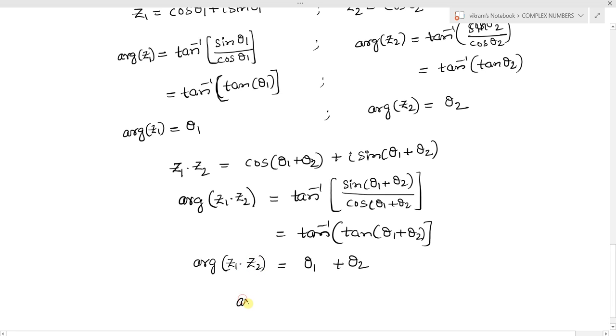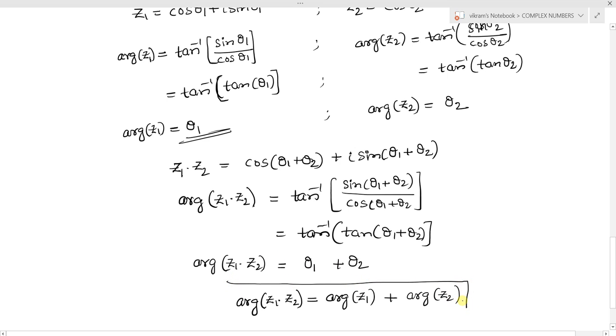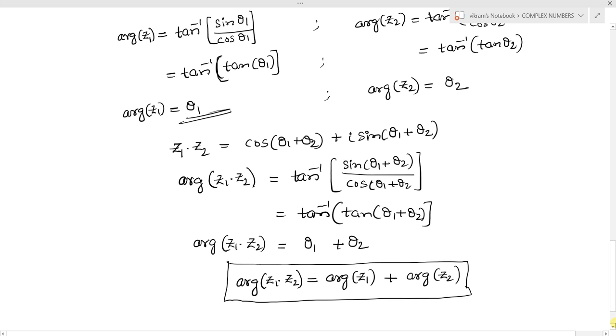So the argument of z1 into z2 equals theta 1, the argument of z1, plus theta 2, the argument of z2, which is the important property related to arguments. The argument of the product of complex numbers is the sum of the individual arguments of the complex numbers.